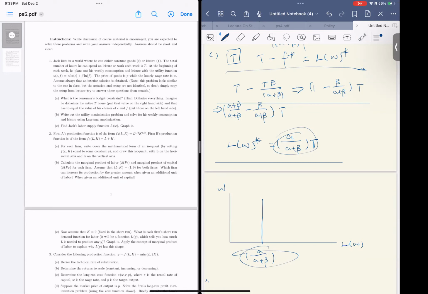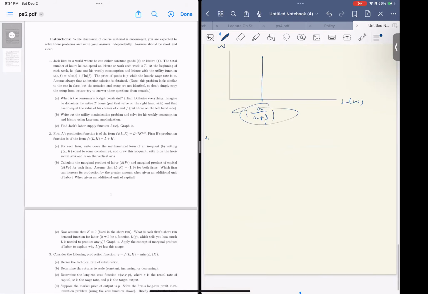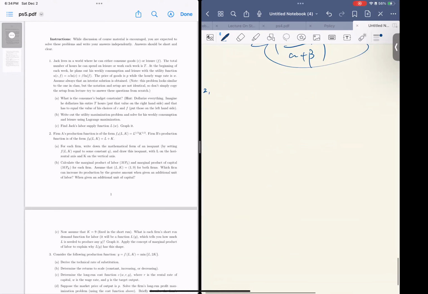Okay. A lot of this you have to really explain in the problem set. I'm just going through really fast. If you copy whatever I had, it's hard for grading if you don't explain. Okay, let's do question two.